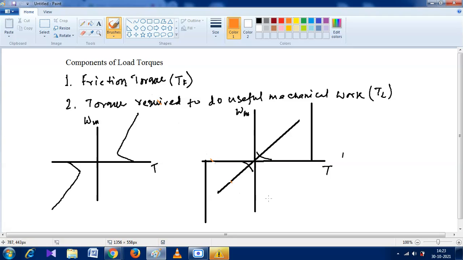And when a motor or load is rotating in air, there is a windage loss, and this is viscous type friction, which is proportional to the square of the speed. Am I audible to you? Yes, sir. We can see from that diagram that any frictional torque can be resolved into three categories.